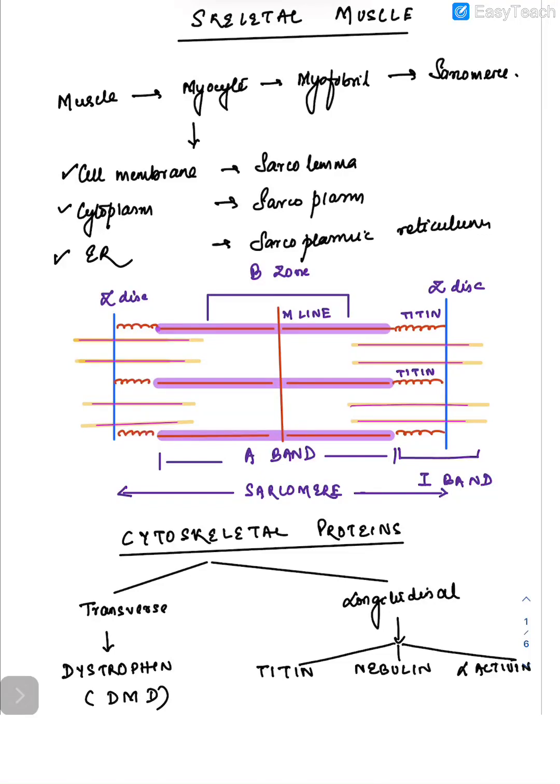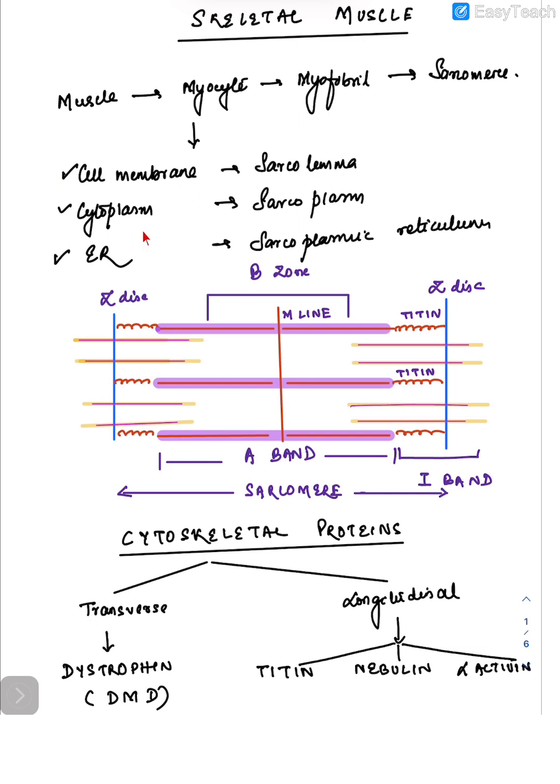Okay, so today we will be continuing on skeletal muscle contraction. As discussed in the last video, each muscle is made of myocytes. Myocytes are made up of myofibrils and myofibrils are made up of sarcomeres. Now, if we take into account one myocyte as a cell, the cell membrane of the myocyte is the sarcolemma.